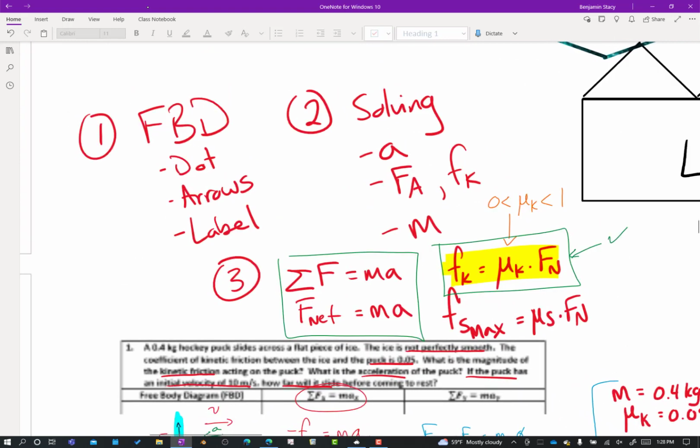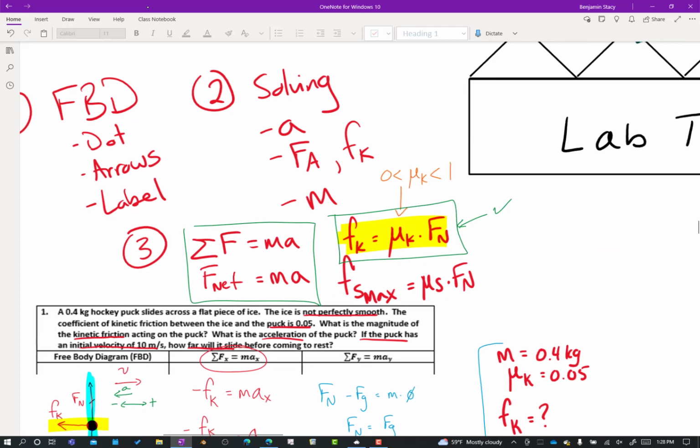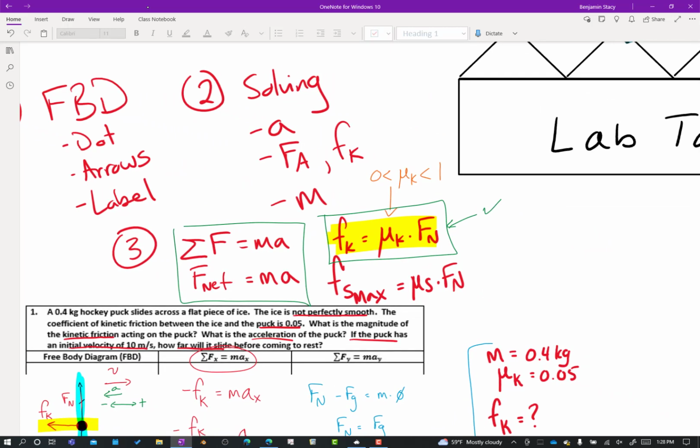We showed kind of up here our 1, 2, 3 main things to pay attention to: free-body diagrams, and then solving for one of these values: acceleration, the applied force, kinetic friction, maybe mu k or the normal force, and mass, and those equations that'll be on our equation sheet.